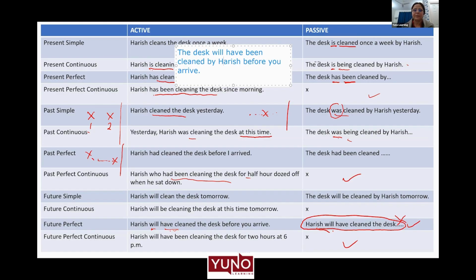Okay. I hope this is clear to everybody, and understood where we go wrong. Usually this word is missing, so it seems as if the desk is going to clean something. So this is what we need to take care of. Okay, these were a few basic things about active and passive voice, something to understand the structure. Let's continue.